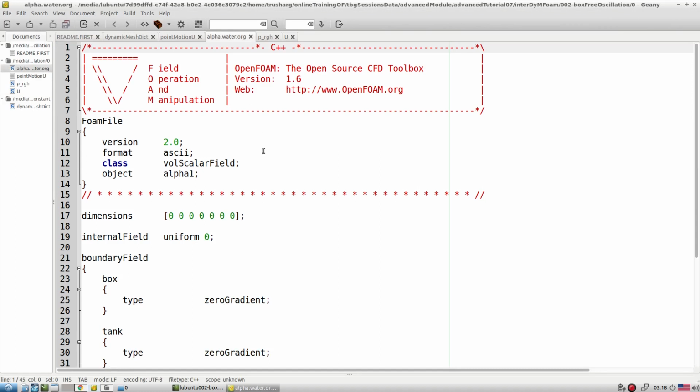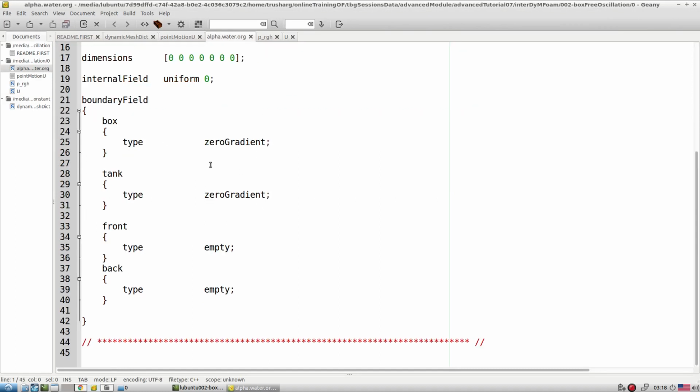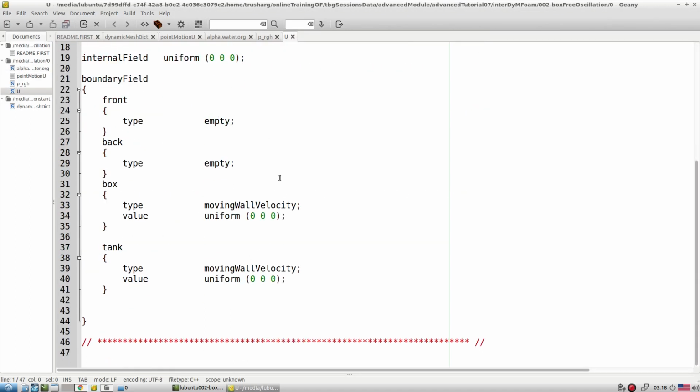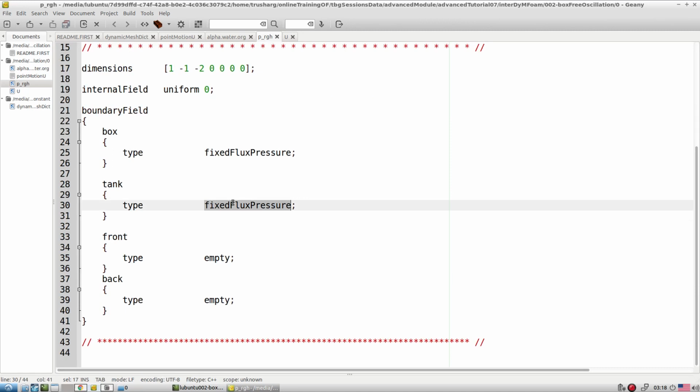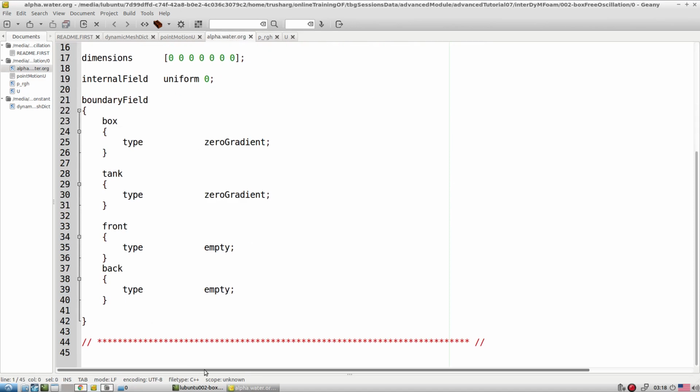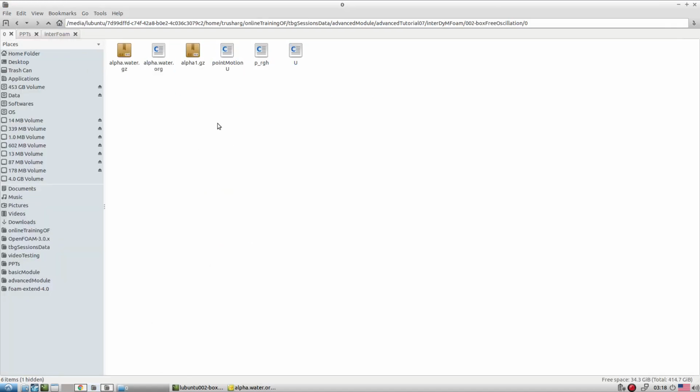So this is the original file, but then we try to apply the set field over it. Here we say box and the tank. We say moving velocity, wherever we required, and then we say fixed flux pressure over it. So that is what we have. Now let's try to run this case.